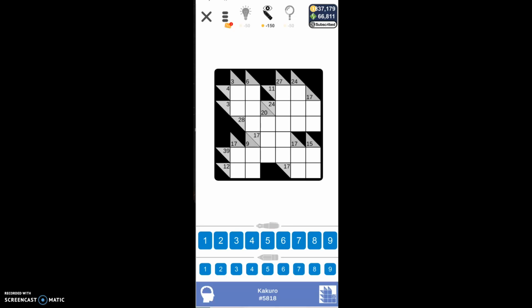So, top left-hand corner, the 3 here could be a 1 or 2, but it can't be a 2 because of the 4. So we've got 1, 2, 1, 3, 2, and that seems to be pretty much the end of that.